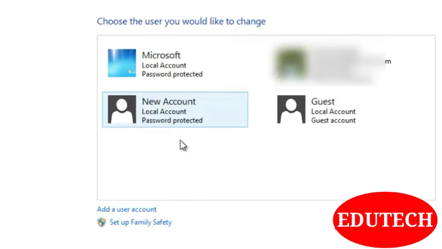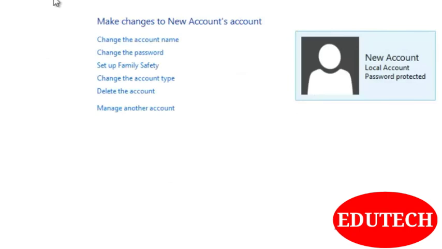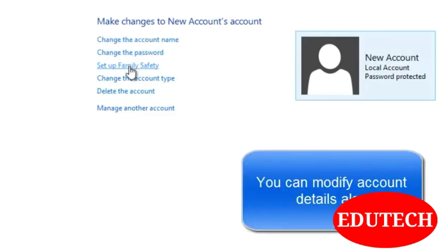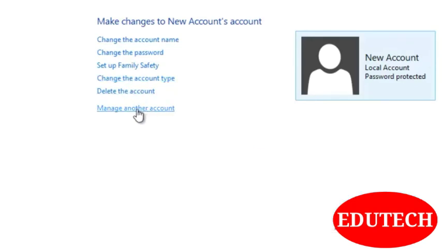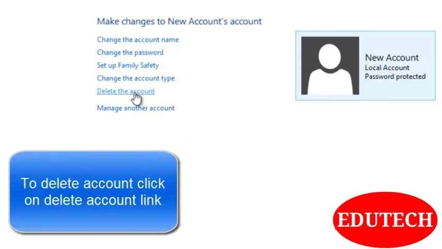Now you can sign out from this account and log in to the account which is created, a Microsoft local account, and sign in to this new account. After that, you can also delete this account by using delete the account. You can change the account name, change the password, set up family safety, change the account type, and you can also manage other accounts which we have learned. So this is the way by which we can add a new account, set its various properties and also delete the account. So if I want to delete this account, then I have to click on this delete account link.